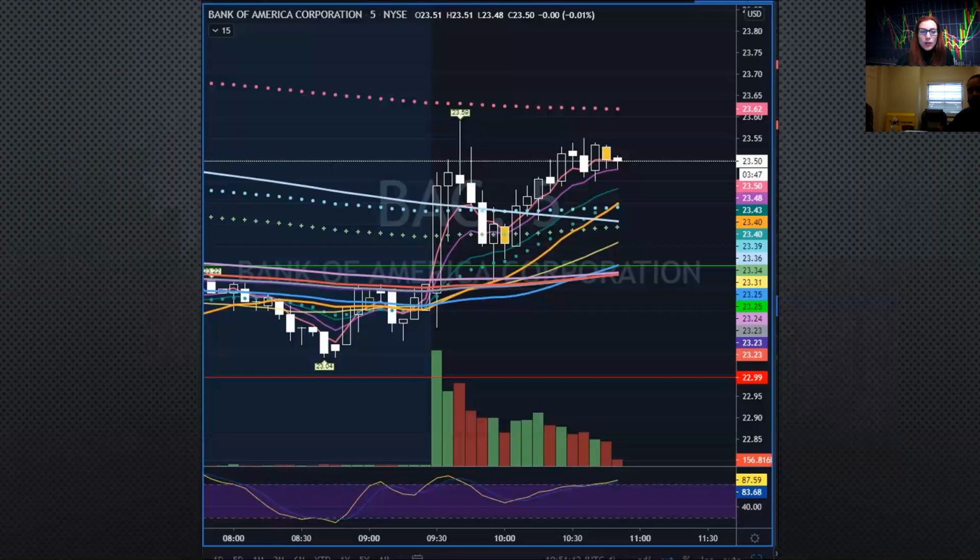There's an example here with Bank of America, right? So it was right here, and we started setting lows, finally broke out, we had volume, and it continued up to the upside. This is a 5-minute chart, and this is just a prior day, just for an example.